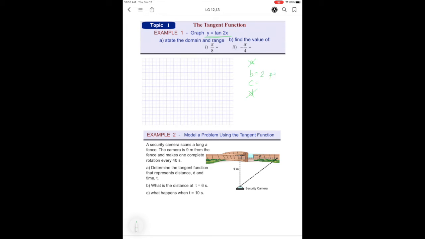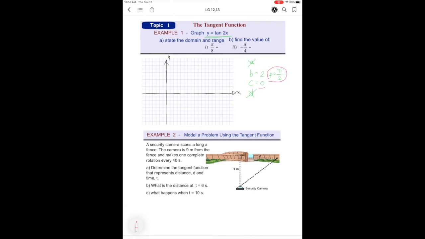So the B is what's next to the X, so it's 2. Now the period is pi over that. And the phase shift, because there's no bracket here, it's 0. So let's get a sketch. I'm going to make the X and Y axis. There's Y. There's X.